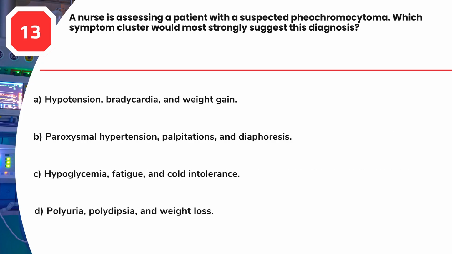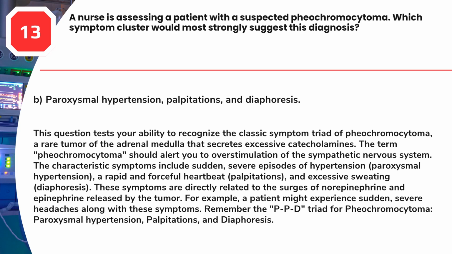Question 13. A nurse is assessing a patient with a suspected pheochromocytoma. Which symptom cluster would most strongly suggest this diagnosis? A. Hypotension, bradycardia, and weight gain. B. Paroxysmal hypertension, palpitations, and diaphoresis. C. Hypoglycemia, fatigue, and cold intolerance. D. Polyuria, polydipsia, and weight loss. Answer B. Paroxysmal hypertension, palpitations, and diaphoresis.